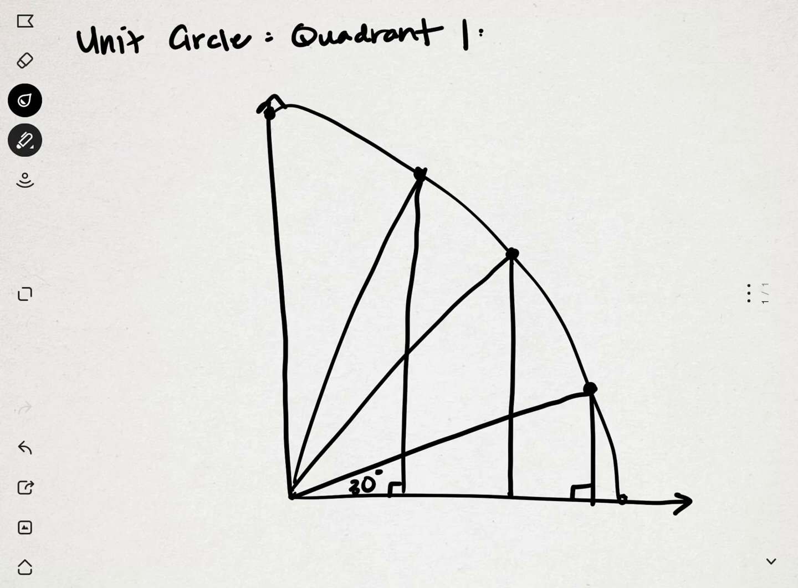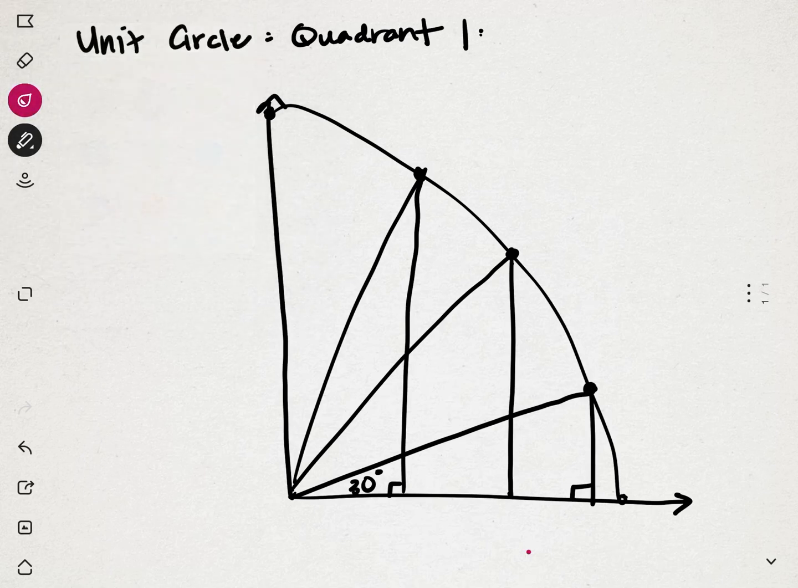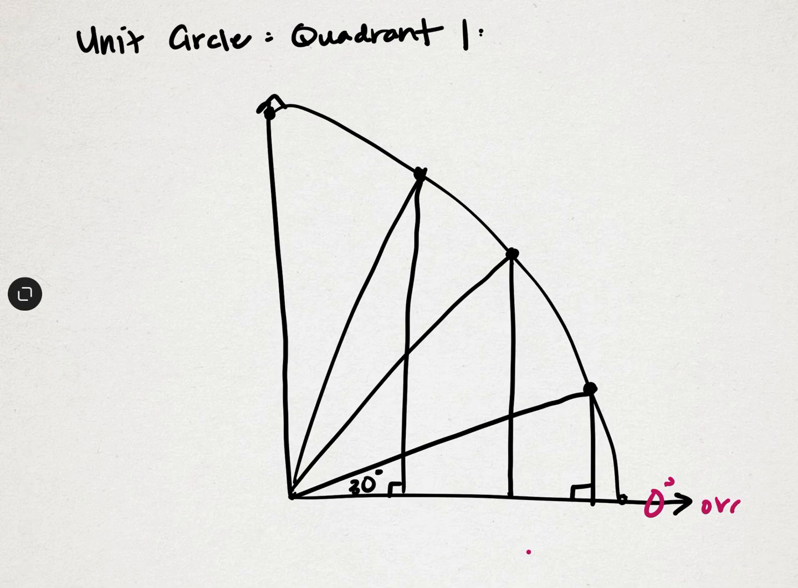We're looking at quadrant 1 of the unit circle. Last time we talked about the angles, so we can just quickly fill in the angles here because we've already done that. We start off at 0 degrees. Also, if we're talking about radians, that's going to be 0 radians as well.